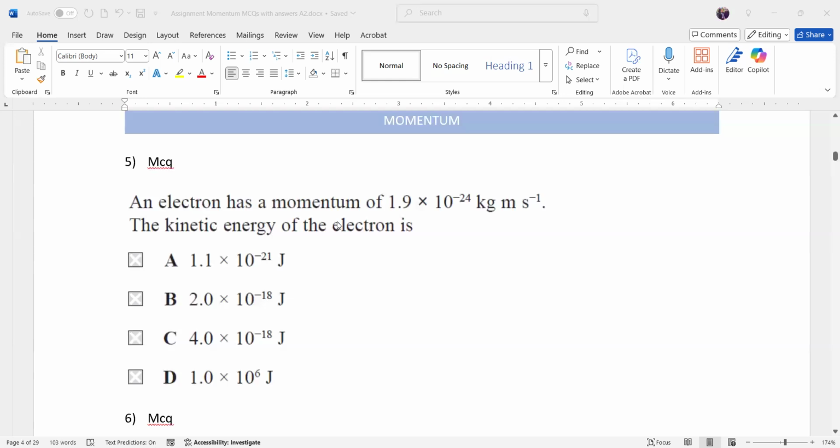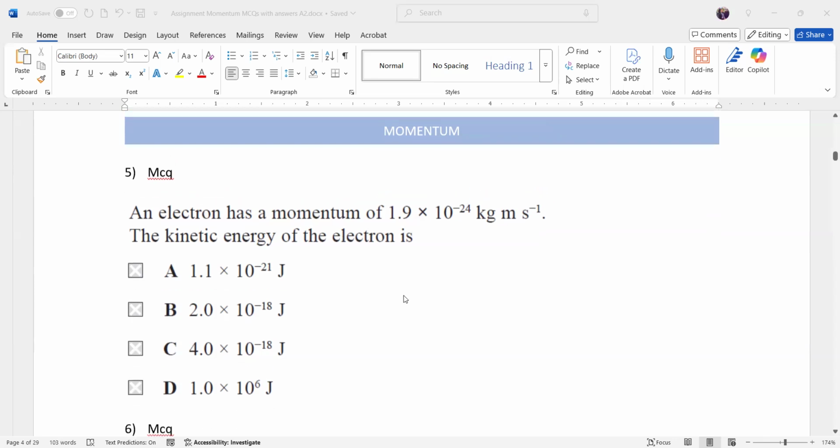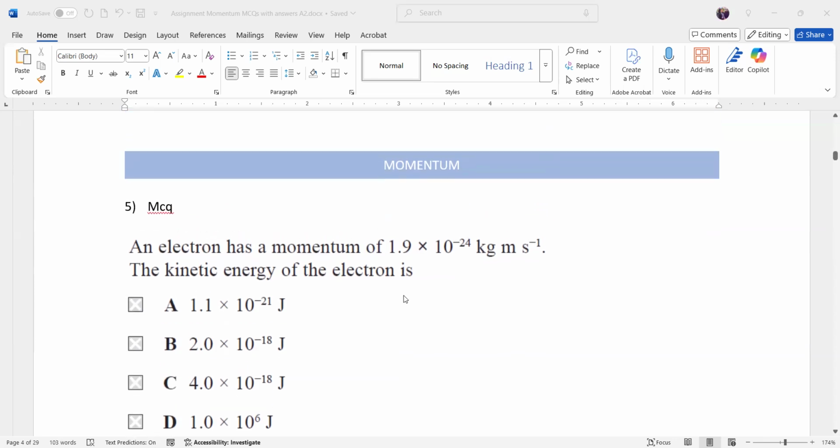The electron has a momentum of 1.9 exponent minus 24. What is the kinetic energy? How to get the kinetic energy? What is the relation between the kinetic energy and the momentum? So we have the formula that EK, you have to remember this, EK is equal to P square over 2M. The mass of the electron will be given in the exam. You don't have to memorize. I will mention it here. So you just have to substitute the values. The momentum is given to us.